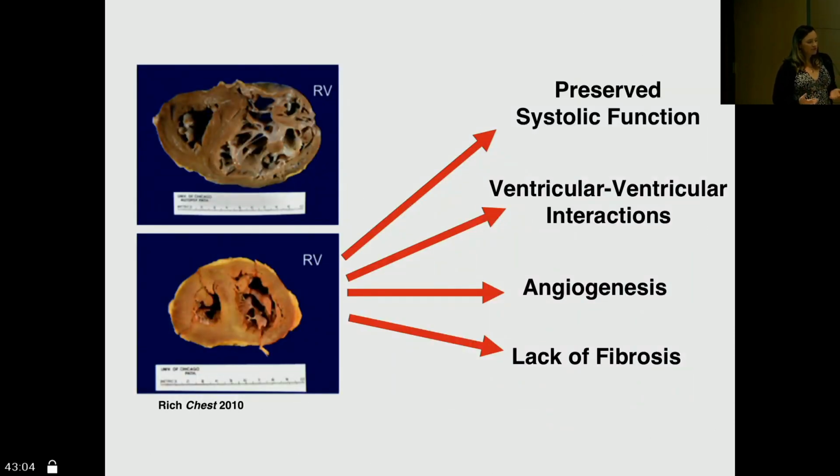Using this group of patients in our animal model as a jumping off point, if we could choose the things that would describe an adaptive RV, it would include preserved systolic function in the face of increased afterload, normal ventricular-ventricular interactions, increased angiogenesis, or at least preserved angiogenesis, and a lack of fibrotic response in the setting of hypertrophy.